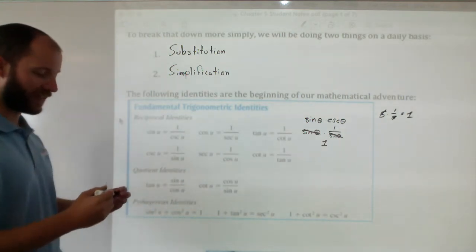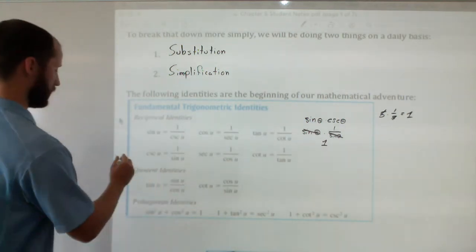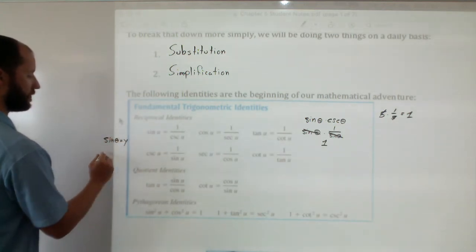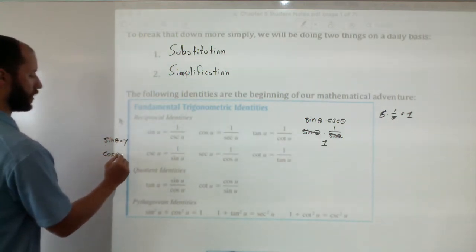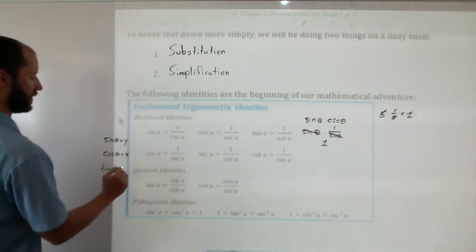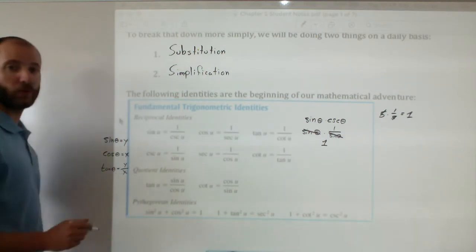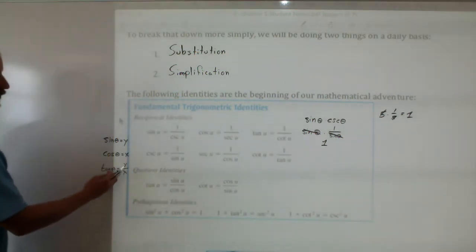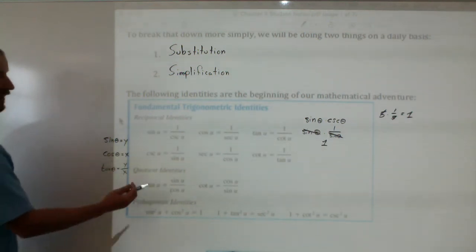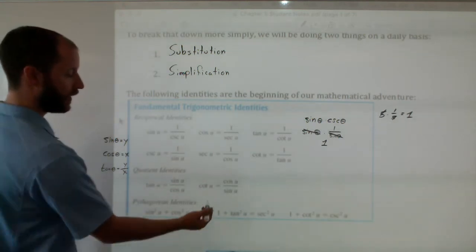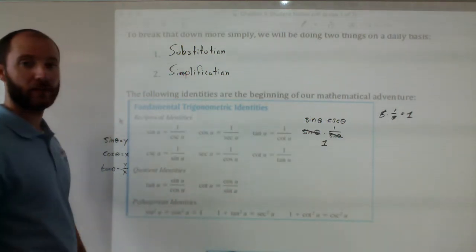The quotient identities. Okay, if you remember, sine was y, cosine was x, tangent was y over x. So if tangent's y over x, if y is sine, x is cosine, then tangent is sine over cosine. Cotangent is cosine over sine.